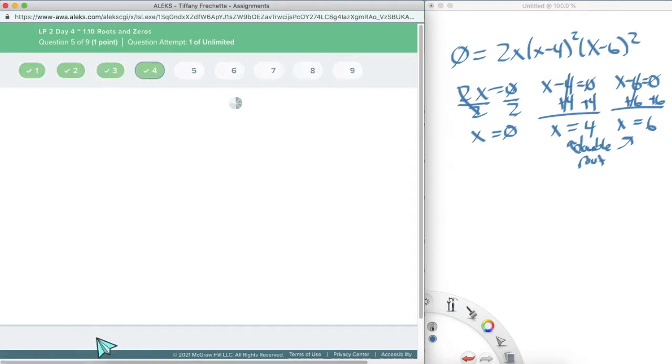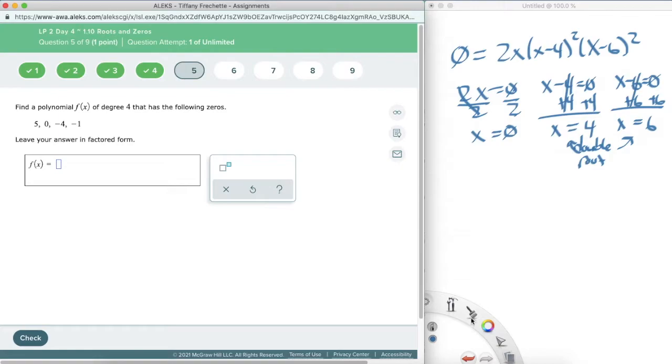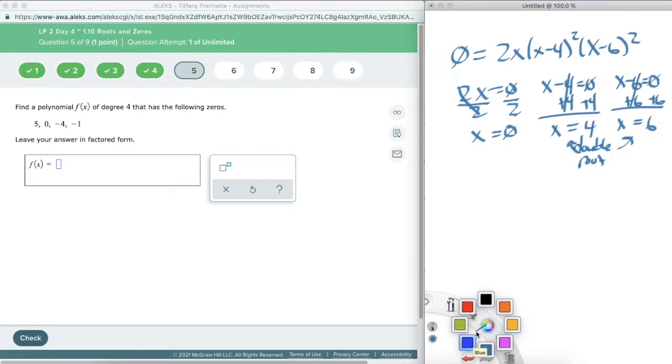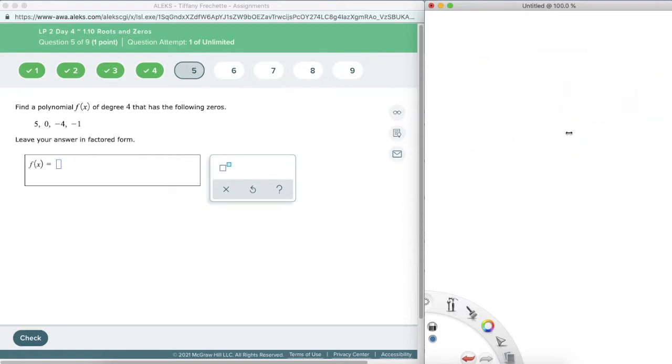All right. Number 5. Oop. I wanted my eraser. Okay, so this is find a polynomial, f of x of degree 4, that has the following zeros. So now we've been getting the zeros. Now we're starting with zeros. So remember, this is x equals 5, x equals 0, x equals negative 4, and x equals negative 1, like that.